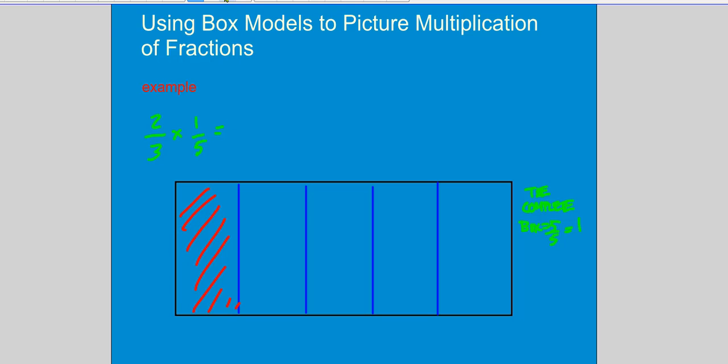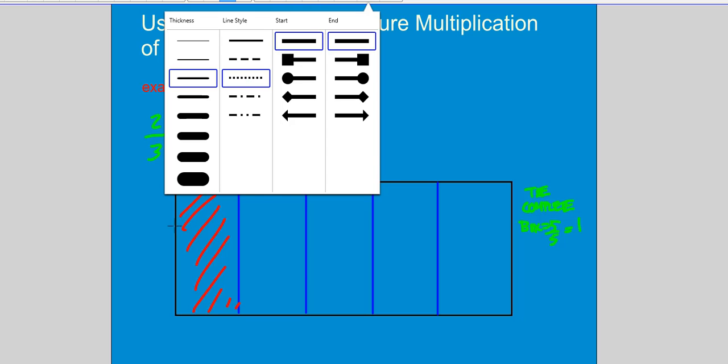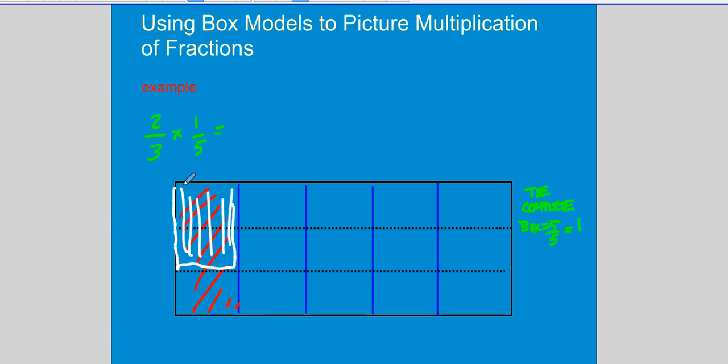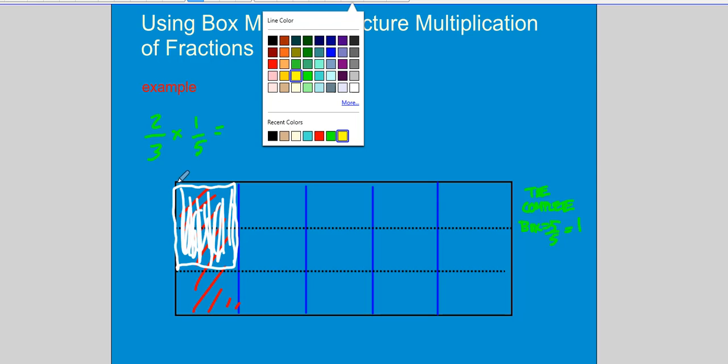So what I'm going to do is I'm going to draw a dashed line here, or a dotted line. So 2/3 of 1/5 would be this. So I'm going to shade this in now. That is 2/3 of a fifth, because this is 2/3 and a fifth. I'm going to outline in yellow.